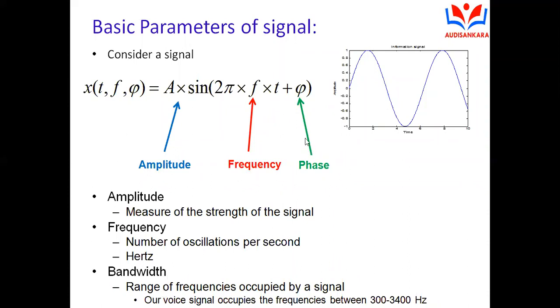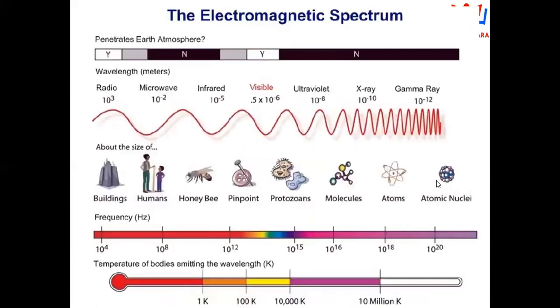The phase is the phase of that particular signal, that is in phase, out of phase, depending upon the corresponding signal. Then bandwidth. The bandwidth means the range of frequencies occupied by the signal. The bandwidth will be calculated by subtracting the lower frequency from the upper frequency.